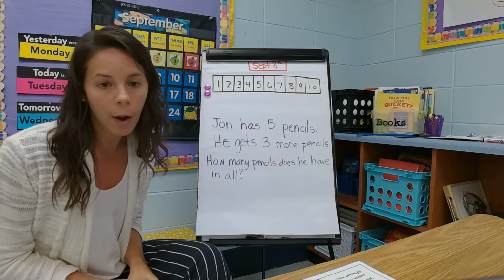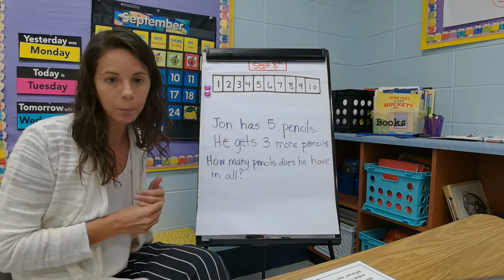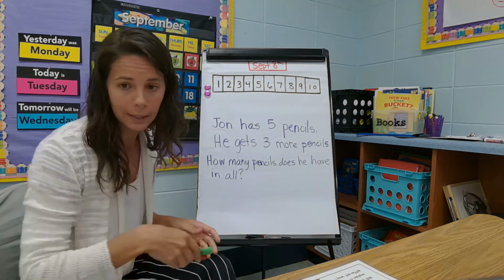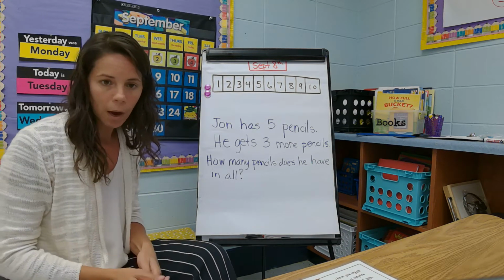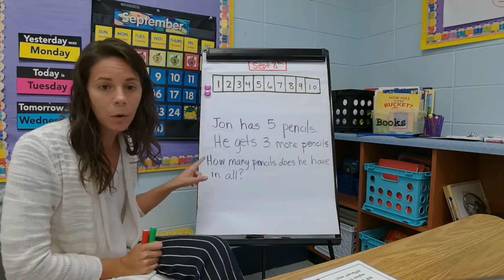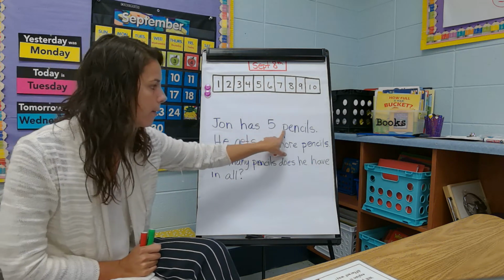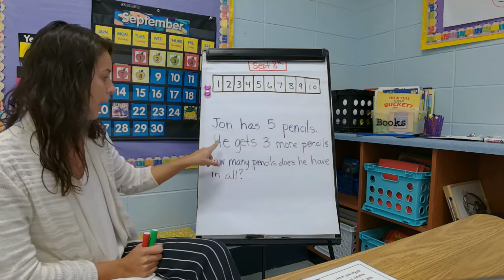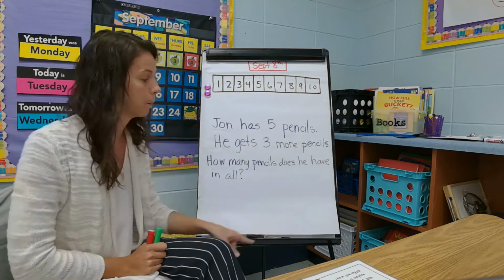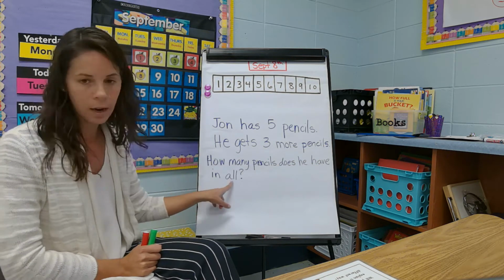Now we're going to solve this problem today using our number line. But we're still going to use that counting on strategy we talked about in our lesson. So when we look at a story problem, we have to try and make sense of the problem. So I'm going to read it to you. It says, John has 5 pencils. He gets 3 more pencils. How many pencils does he have in all?